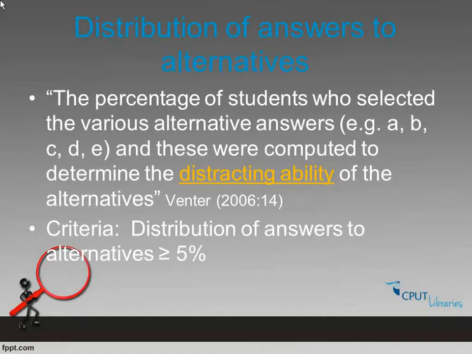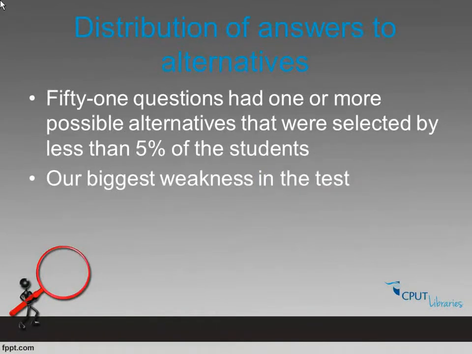This was our biggest weakness in our test, because sometimes you run out of possible options to put down there that are maybe plausible, and so you have to really try and think how to do this. So 51 questions had one or more possible alternatives that were selected by less than 5% of the students. 51 of our 100 questions had that. And that was the biggest weakness in our test. And the moment that you improve this here, your other tests can possibly change, because if you remove something here, it can have an effect going to the other side as well.